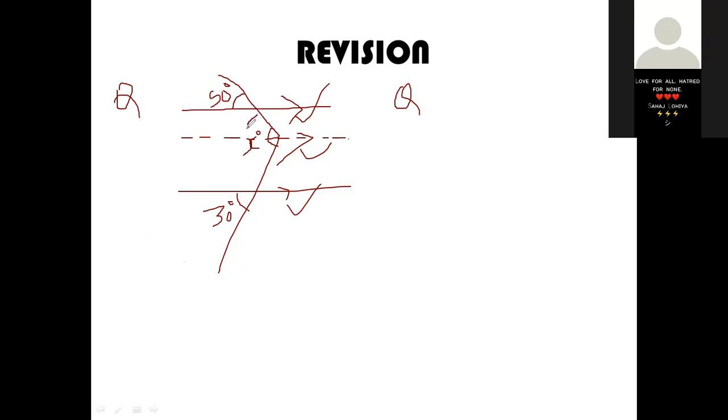This angle, you can suppose yourself. Suppose this angle is A, because the angle name is not given. That's why suppose this angle is A degrees, and this downward angle is B degrees. Okay, children. The A value will be 50 degrees because they are corresponding angles, and B is also 30 degrees because they are also corresponding angles. Then B is also 30, right?